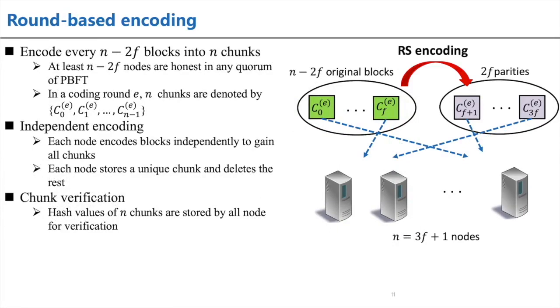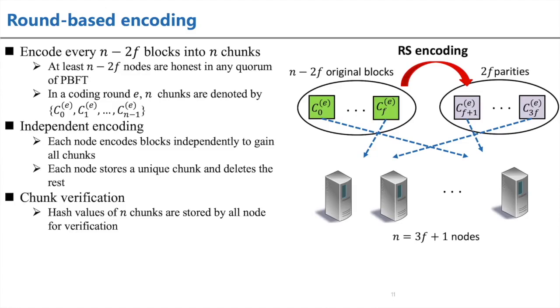BFT-Store encodes every n-2f original blocks into n chunks with 2f parities, and each node preserves a unique chunk. The process to encode every n-2f blocks is called a coding round. In a coding round, chunks are denoted by C0, C1, until Cn-1. According to the assumption of PBFT, at least n-2f chunks are stored on honest nodes, and all blocks can be recovered based on these chunks by erasure decoding.